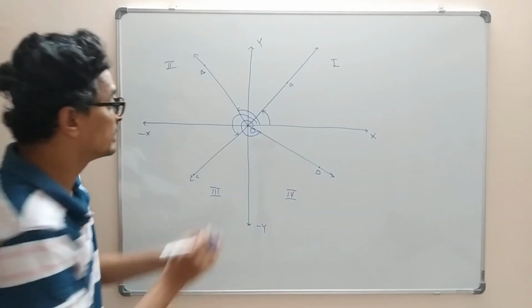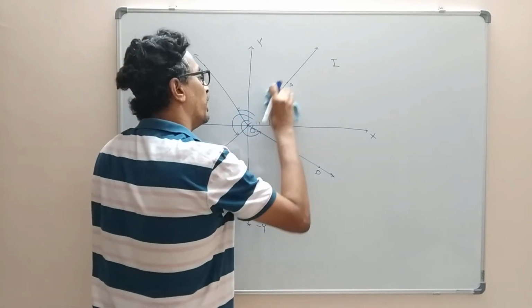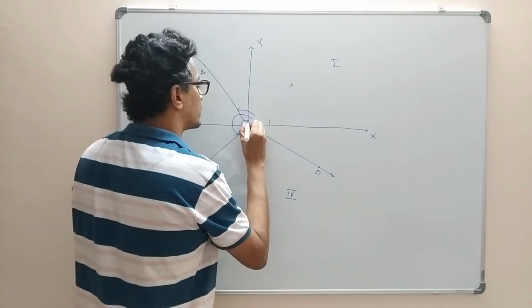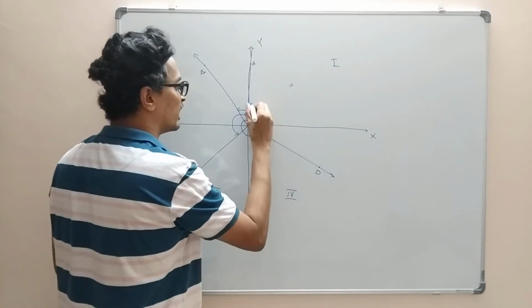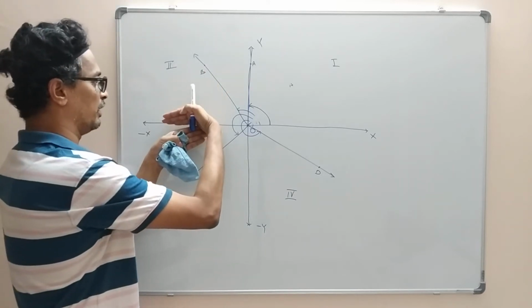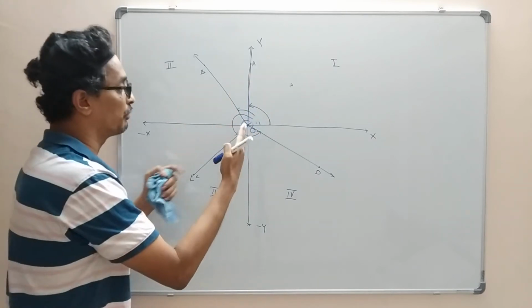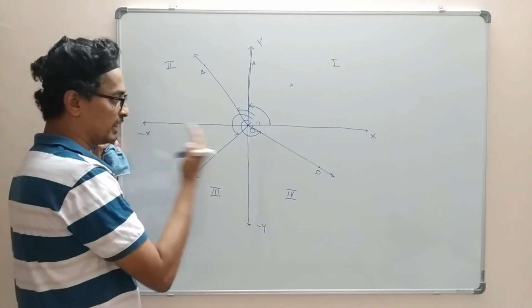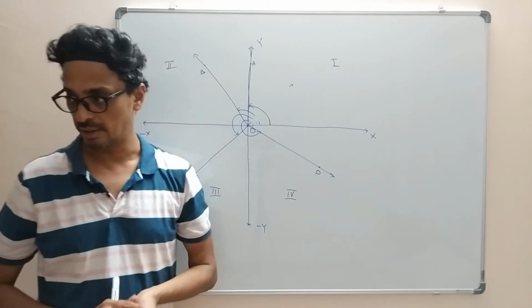Suppose I rotate this angle such that OA matches with my y-axis. If OA matches with the y-axis, then you call this angle a quadrant angle. Similarly, if it matches with the minus x-axis, all these angles are called quadrant angles. Now what we have are OX, OY, O minus x, and O minus y. These four angles are called quadrant angles.